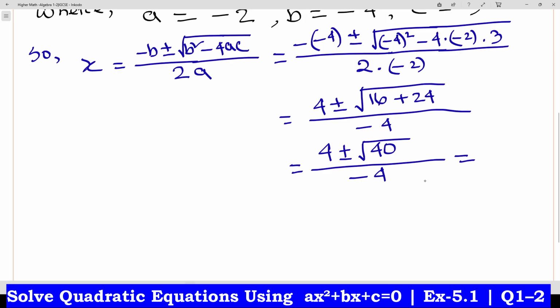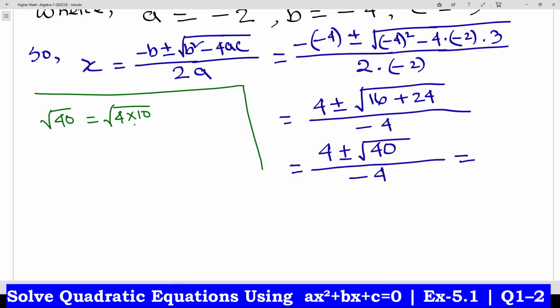So this one we need some calculation. Root 40. So we have to find out a perfect square, which is like 4. So 4 times 10 is 40. Root 4 means 2. Root 10 stays like this. Okay. So 4 plus minus 2 root 10 divide minus 4. So this one we have to keep now.